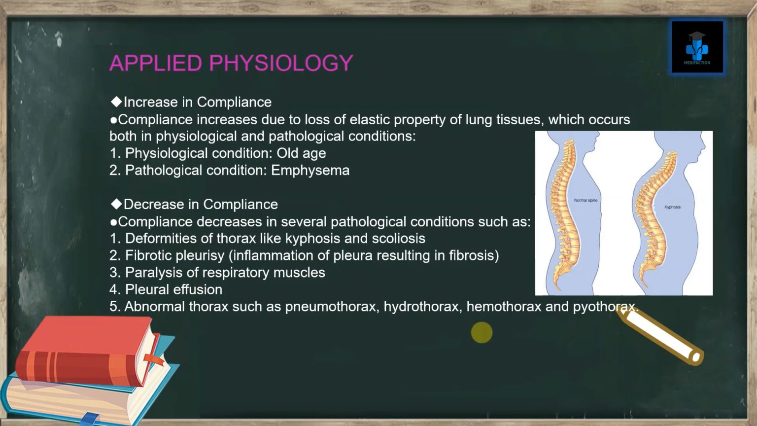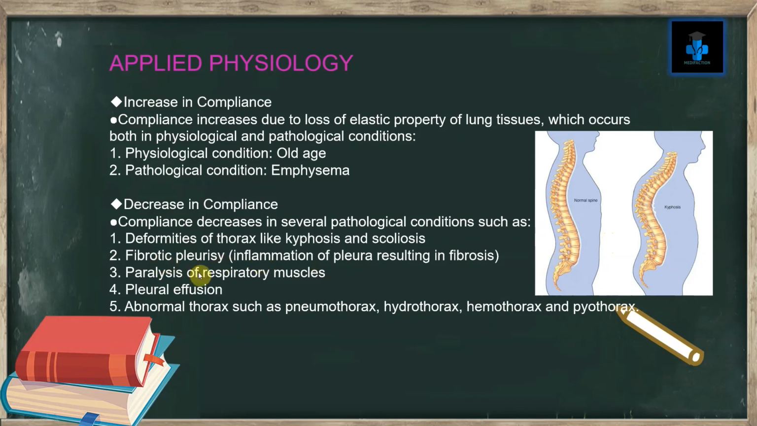Decrease in compliance. Compliance decreases in several pathological conditions such as deformities of thorax like kyphosis and scoliosis. This is what a kyphosis is. Your vertebral column tends to have big curvatures.